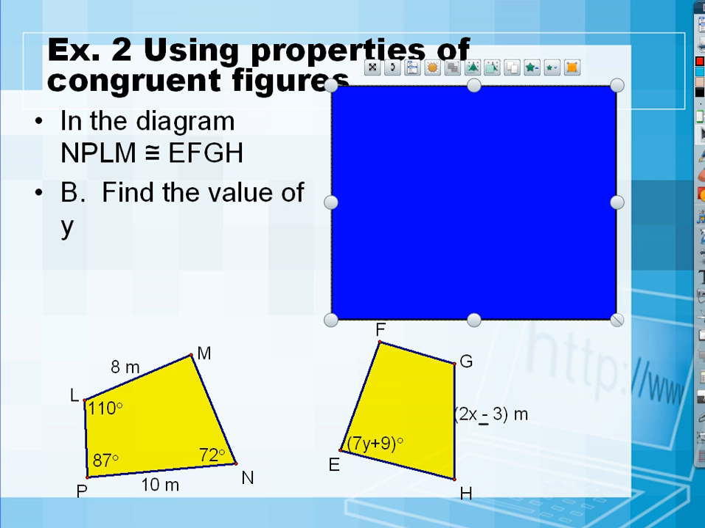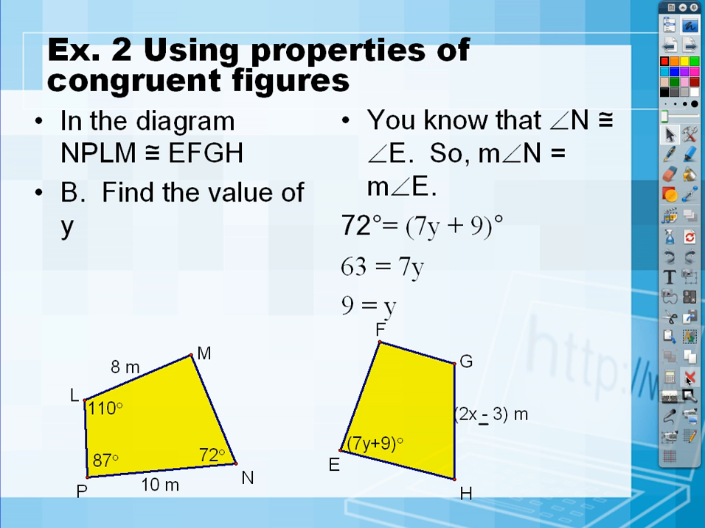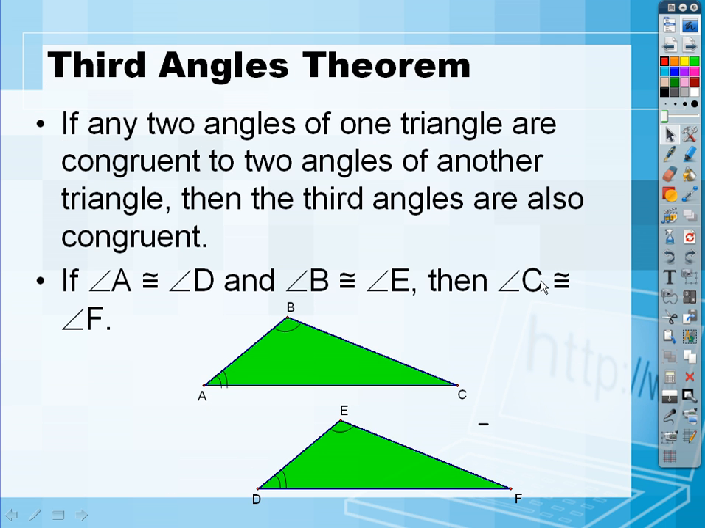So E and n are congruent, so then it looks like 72 must equal 7y plus 9, right? So we'll just set those equal and solve for y. Subtract 9 from both sides, divide by 7, y is 9. We got it. Okay, we're getting there.